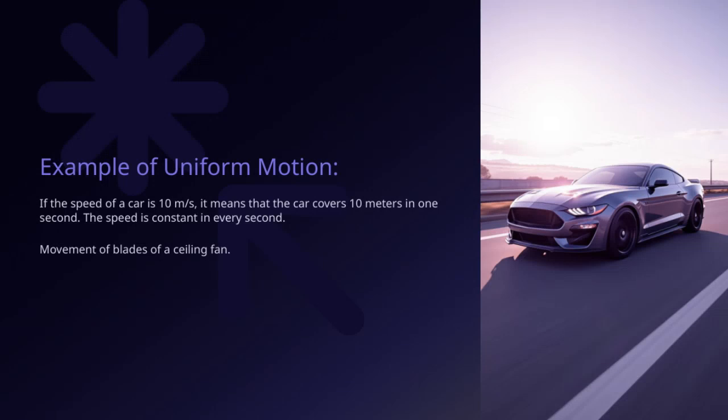Let's take a look at the movement of the blades of a ceiling fan. Now, imagine the blades spinning around. If we think about the speed of a car, for example, if it's moving at 10 meters per second, that means it covers 10 meters every single second. The key thing here is that the speed remains constant during each second. This concept is a perfect example of uniform motion, where the object moves at a steady, unchanging speed.